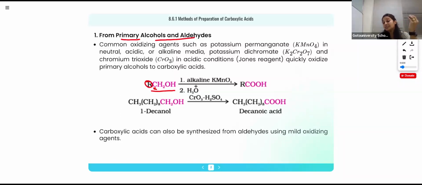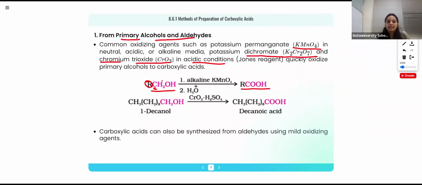As I told you, when you are talking about an oxidation reaction, we have to know the oxidizing agent. Majority it will be potassium permanganate, KMnO4, or you can use potassium dichromate, K2Cr2O7. Then one more thing is there, chromium trioxide, CrO3 in acidic condition, that is called Jones reagent. So these three are the important oxidizing agents we are using. If you are taking a primary alcohol and doing oxidation, it will directly convert into acid.